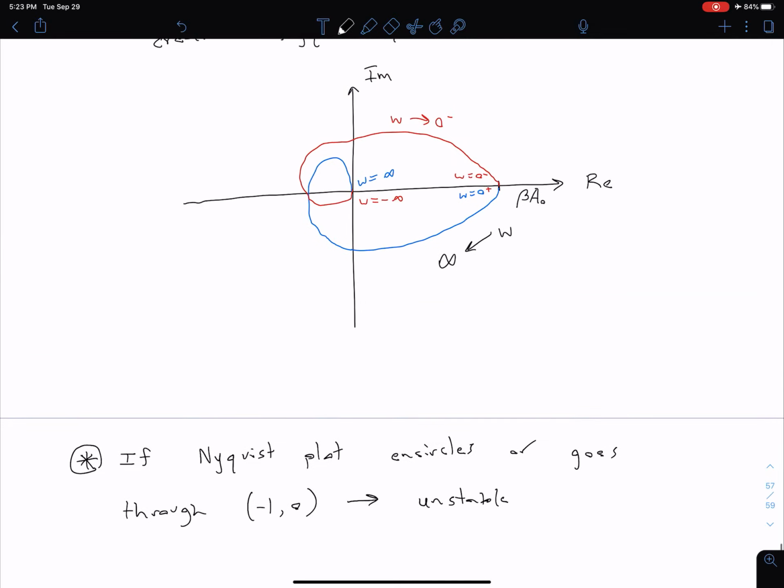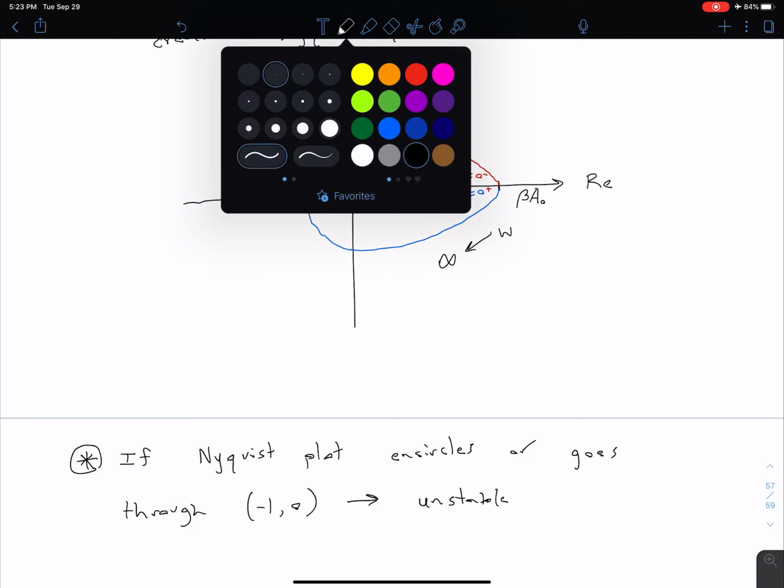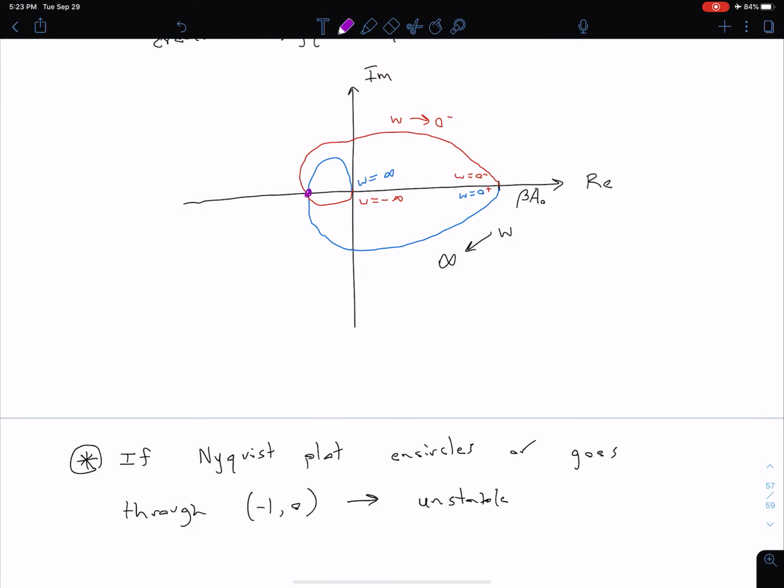And so what that looks like up here, for instance, let's say this was our point negative 1, 0. In this case, the system would be stable because this blue curve is not encircling that, it's not going through that. We could consider a couple different options, so let me erase this real quick. Let's say the scale of this has changed, so maybe it's expanded, it's gone a little further left. So now maybe we have our point negative 1, 0 here. In this case, of course, the plot is going through the point negative 1, 0, so this would be unstable.